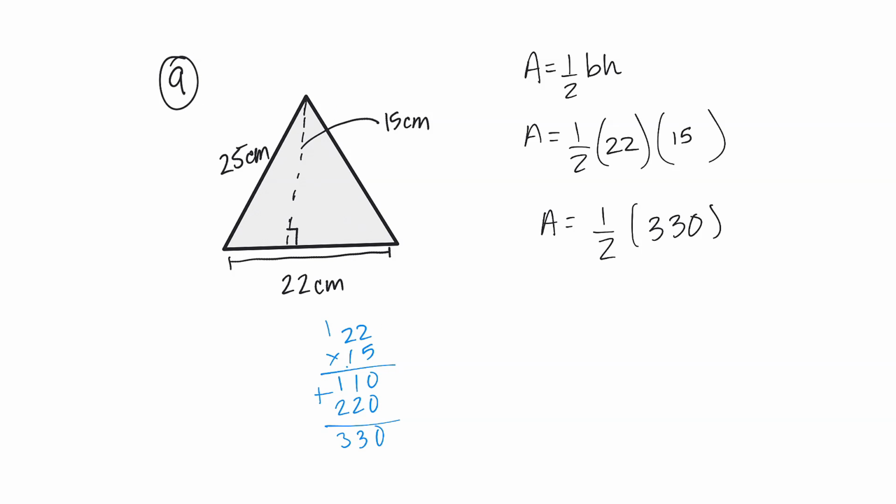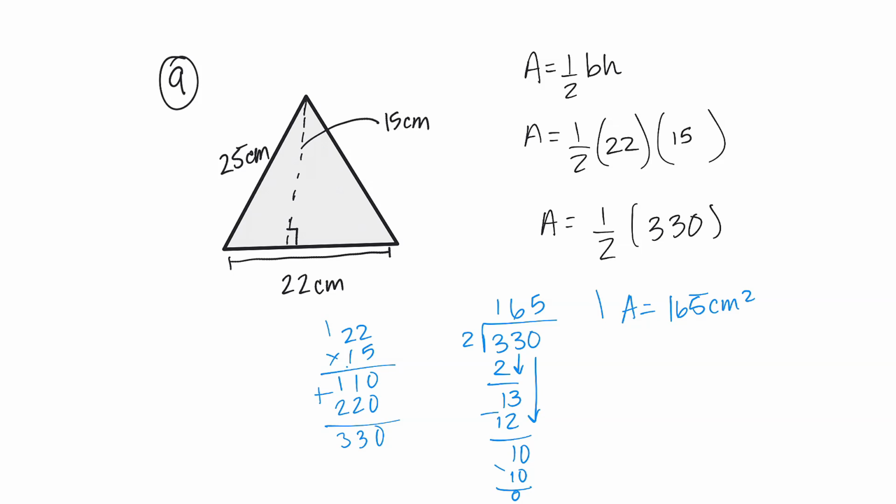So our last step, what we're going to do is take 330 and divide that in half. Okay, so 2 goes into 13 6 times, making 12, not evenly. And 2 goes into 10 5 times evenly. So we know that our area is 165 centimeters squared.